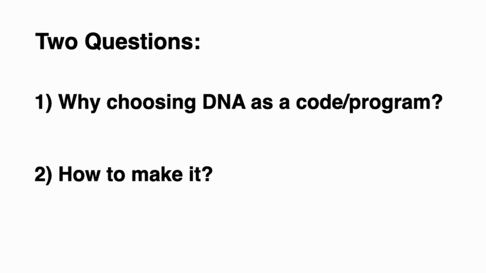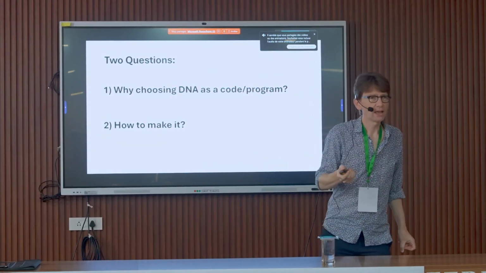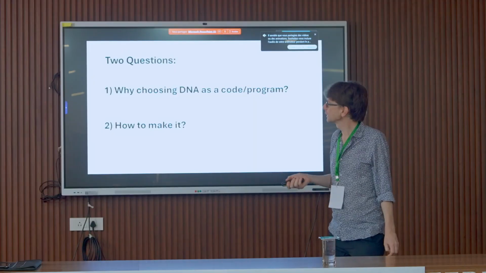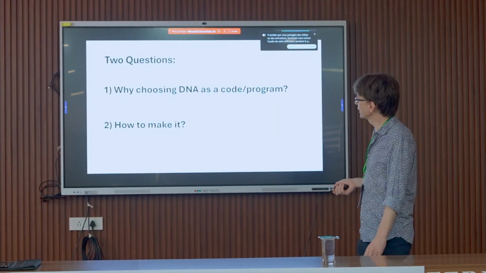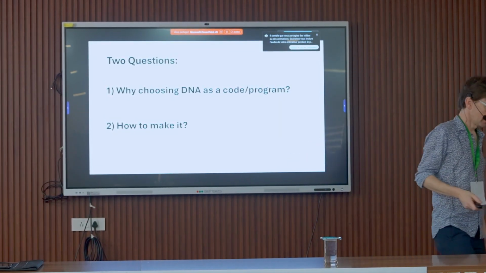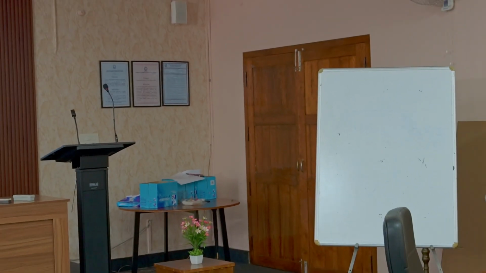So I would like to ask you now 2 questions. Why should we choose DNA as the code or as the molecular program? And the second is how to make it. How to make this program. So I'd like to ask you, why should we choose DNA and not something else? Okay, we can say it's because life is working like that, but we are building a synthetic system. So why do you think we should use DNA as our code, as my molecular program?